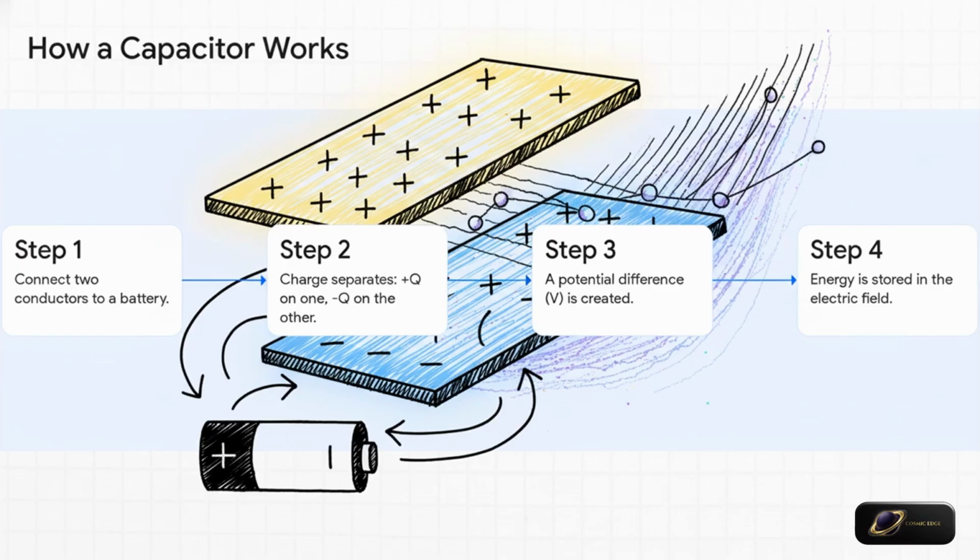So how does it actually store energy? Well, you hook it up to a battery. The battery is basically a charge pump. It starts pushing positive charge onto one plate and at the same time, pulling it off the other plate, which makes it negative. This separation of charge creates a really strong, uniform electric field in the gap between them. And on our energy map, that looks like a perfectly steep, even slope. And that field, right there in the gap, that is the stored energy.